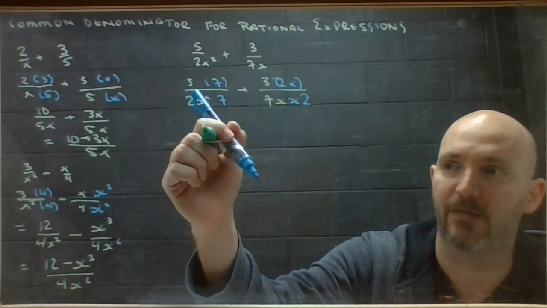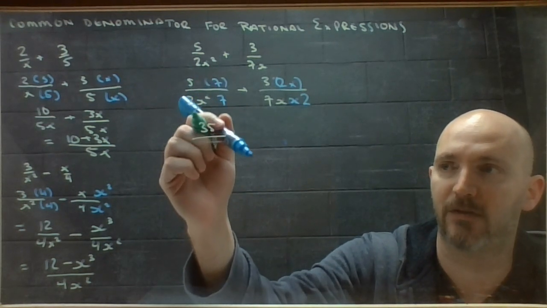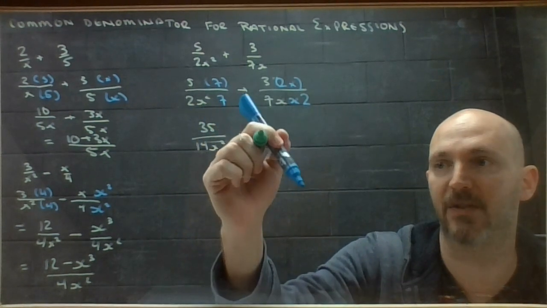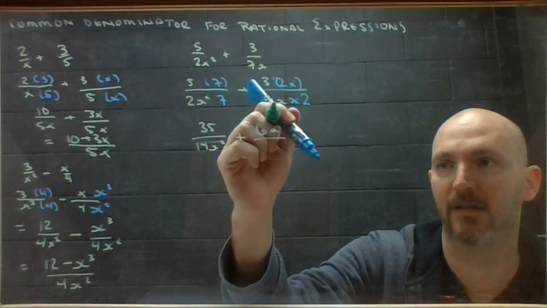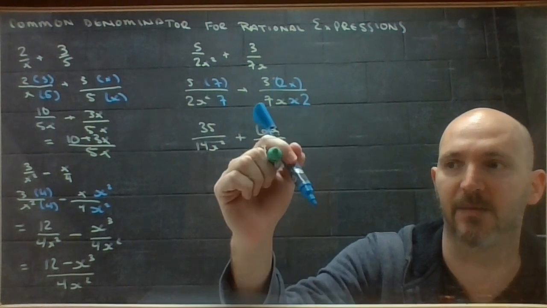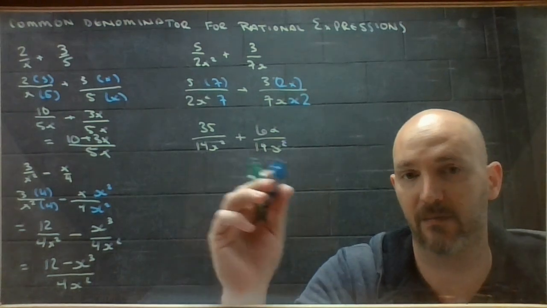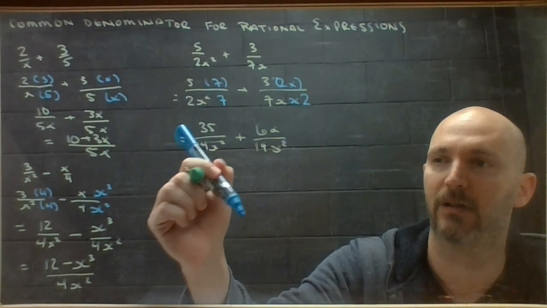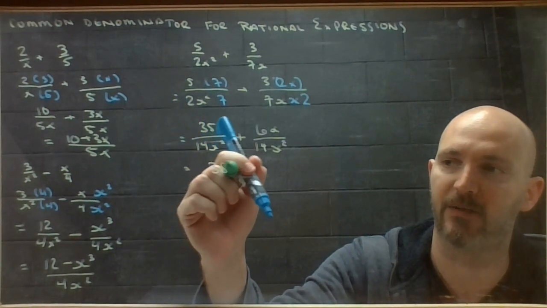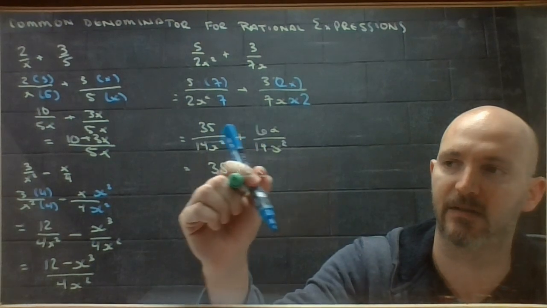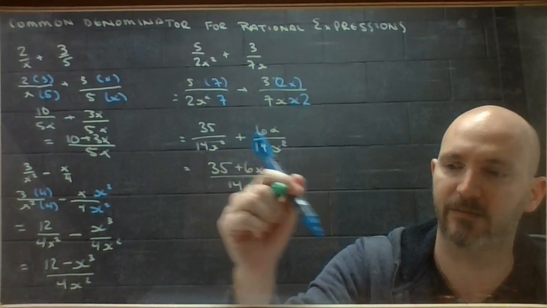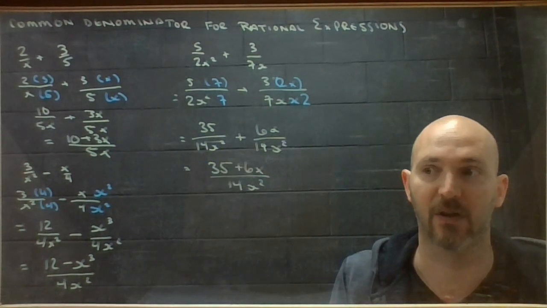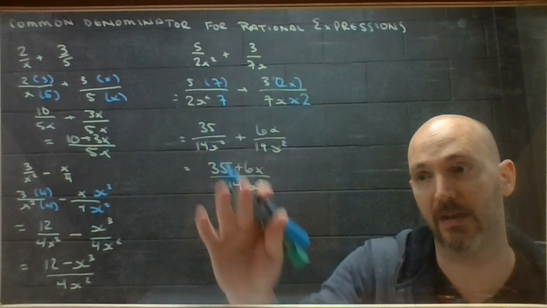5 times 7 is 35. 2 times 7 is 14. 3 times 2 is 6. 7 times 2 is 14. And x times x is x squared, which gives me my common denominator. And I can combine those now. 35 plus 6x over 14x squared. These aren't like terms, so I'm done. I've combined these two things as a single fraction.